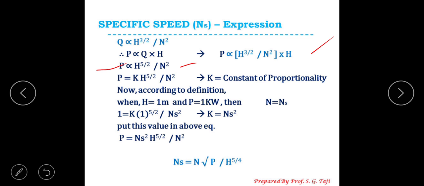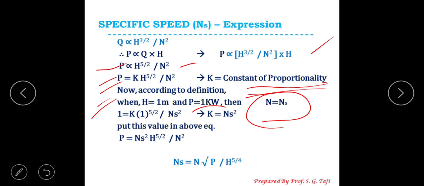Now, remove the proportionality constant. Therefore, you have to use the constant of proportionality. Let us consider k is the constant of proportionality. Then we can write power P is equal to k h to the power of 5 by 2 divided by n squared, where k is the constant of proportionality. Now, according to the definition, when h is equal to 1 meter and P is equal to 1 kilowatt, n should be ns. That's all.